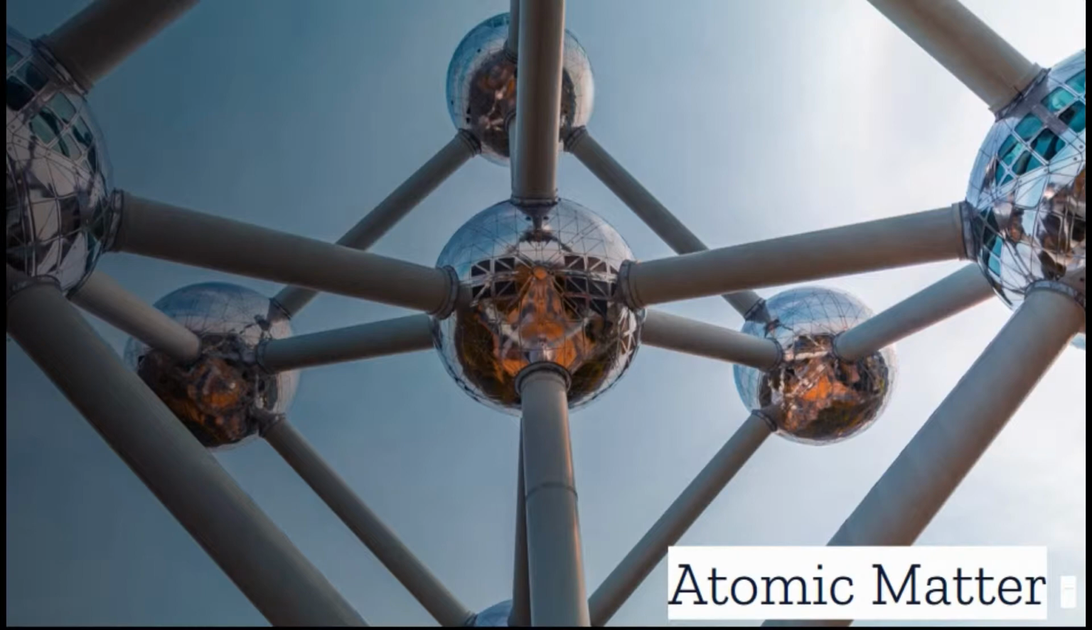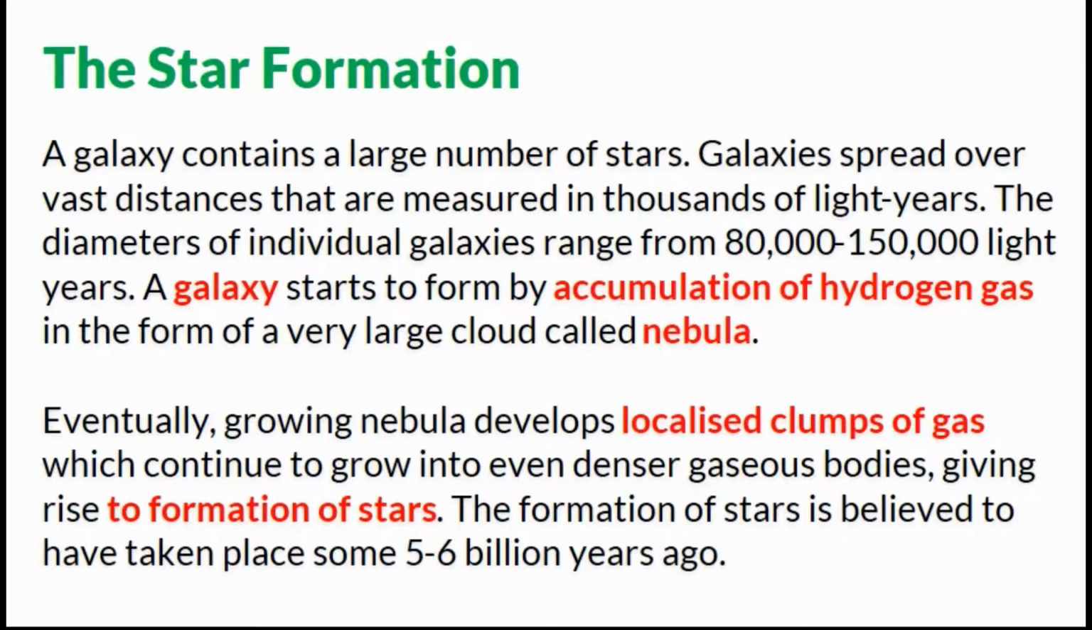This is a basic structure of an atom. The star formation, the galaxy contains a large number of stars. Galaxies spread over vast distances that are measured in thousands of light years. The diameters of the individual galaxies range from 80,000 to 1,50,000 light years.